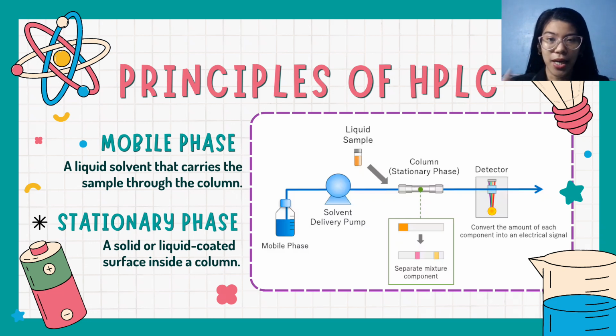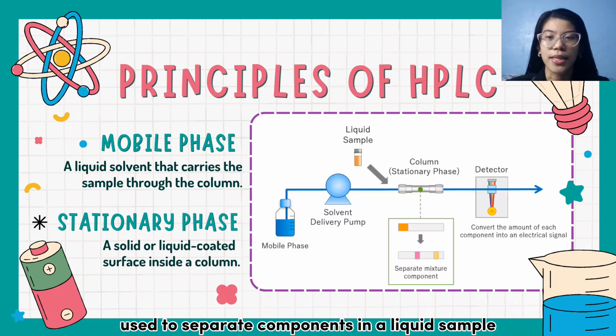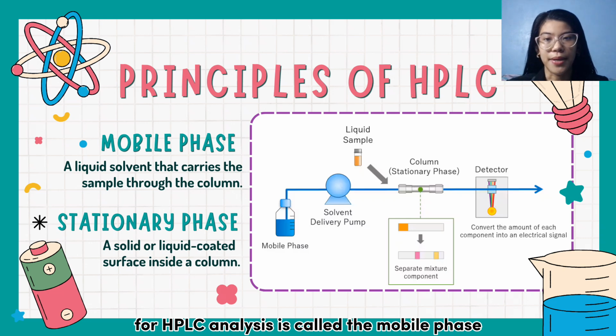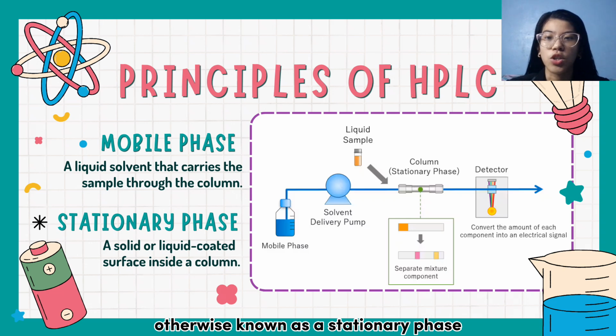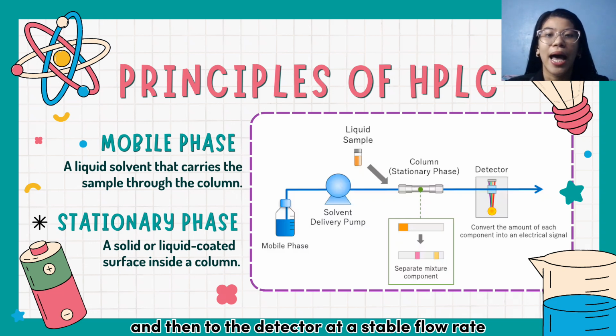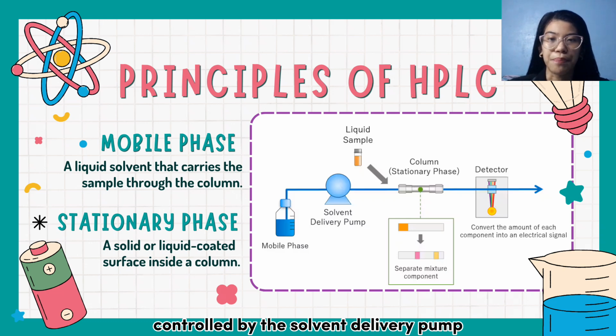Let us focus on the diagram here. It shows a basic overview of the HPLC process. The solvent used to separate components in a liquid sample for HPLC analysis is called the mobile phase. The mobile phase is delivered to a separation column, otherwise known as the stationary phase, and then to the detector at a stable flow rate controlled by the solvent delivery pump.